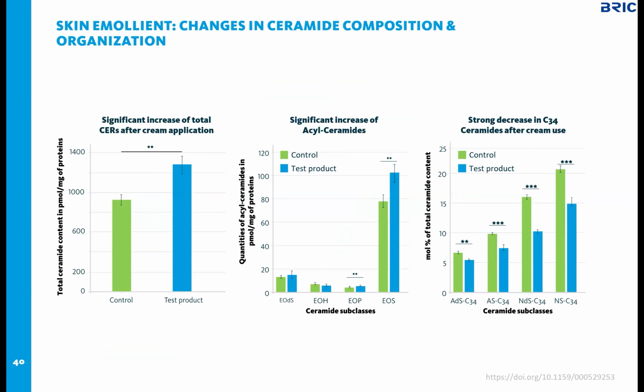So in this study, it was possible to show that the total ceramide amount significantly increased after the application of emollient. There has also been a significant increase in ceramide chain length, as you can see on the right side of the slide. And there has been a significant increase of acyl ceramides after the treatment, which indicates a stronger barrier function.